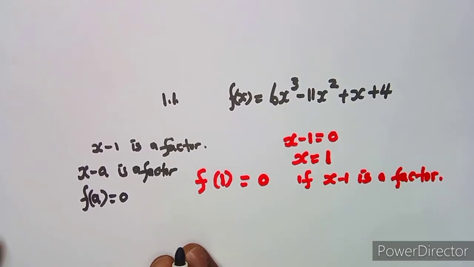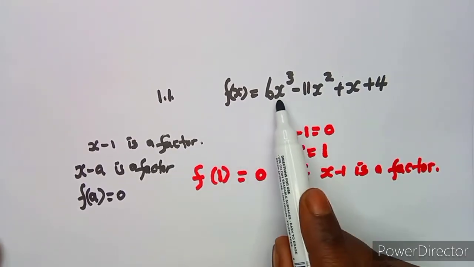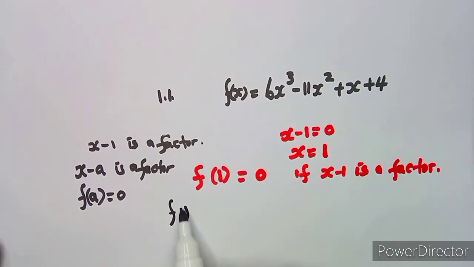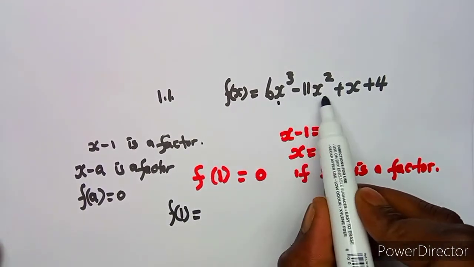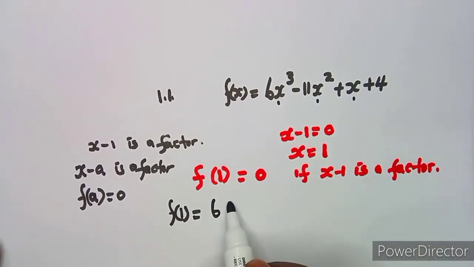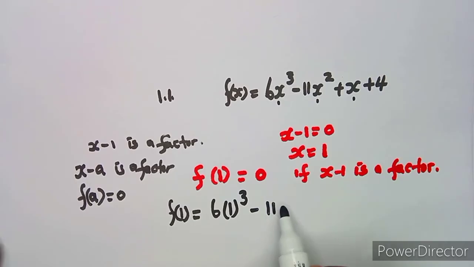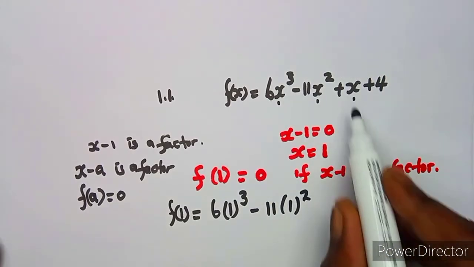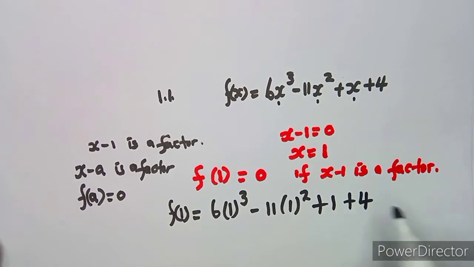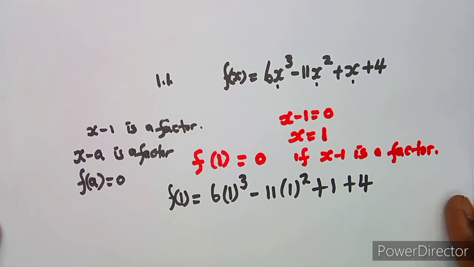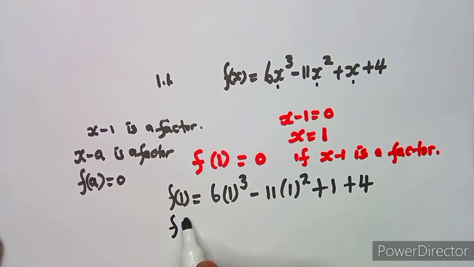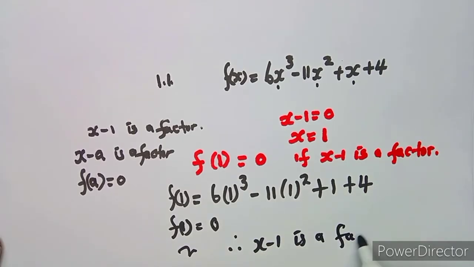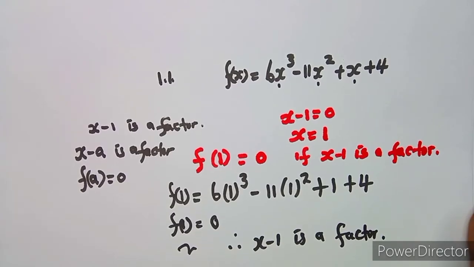All right, if this is the case, let's substitute and see if we are going to obtain a 0 for f of 1. So f of 1 means in place of x you substitute 1, so it will be 6 into 1 to the exponent of 3 minus 11 into 1 to the exponent of 2 plus 1 plus 4. That is what this part means. Using your calculator to simplify, you're going to see that this gives you a 0. So therefore x minus 1 is a factor. All right, so that was the consideration there.